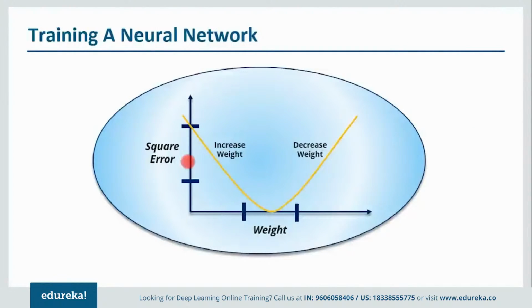This is a graph of square error versus weight. Suppose your square error is somewhere here, and the computer starts increasing the weight in order to reduce the square error. It notices that whenever it increases the weight, the square error decreases, so it keeps on increasing until the square error reaches a minimum value. After that, when it tries to increase the weight further, the square error increases. At that time our network recognizes that increasing the weight after this point increases the error, so it stops right there and that will be our weight value.